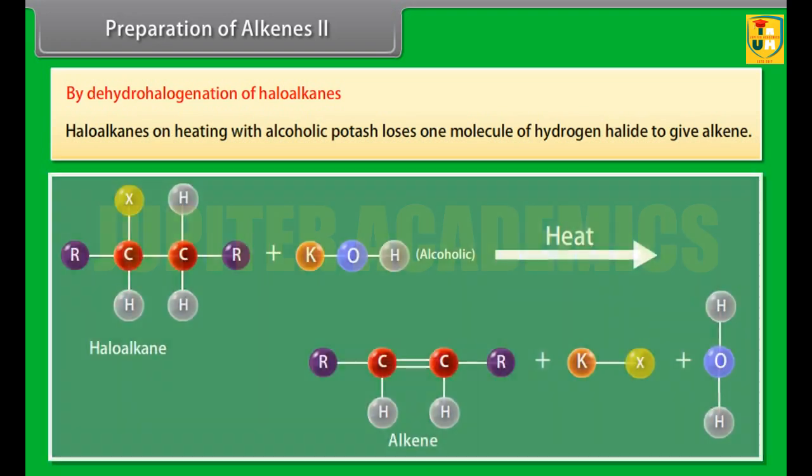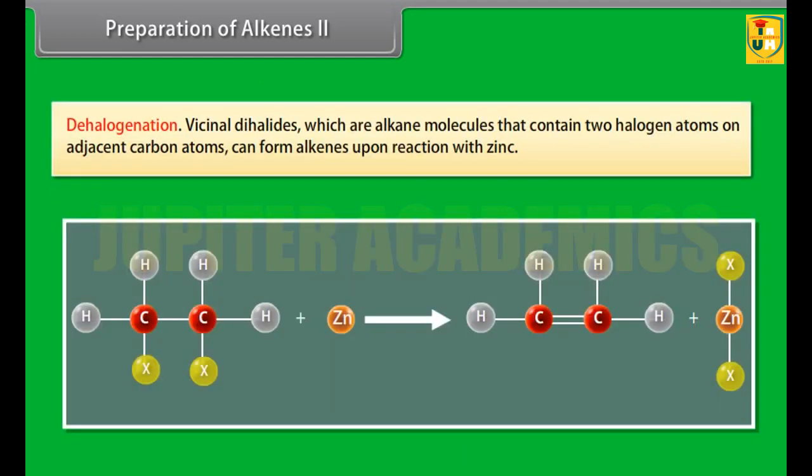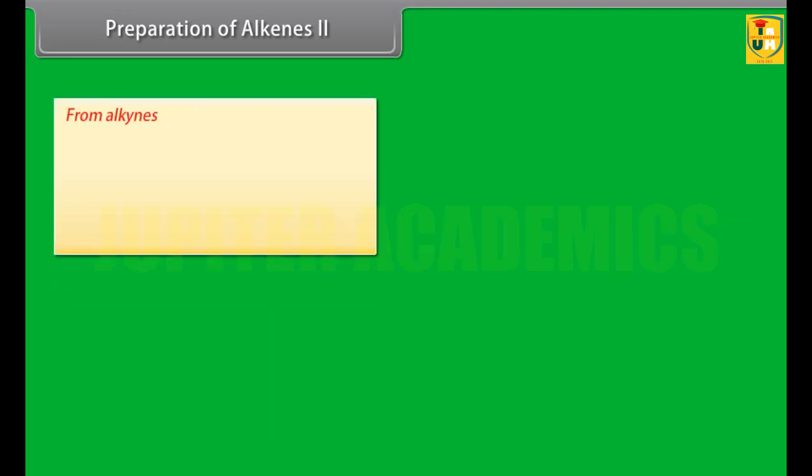Preparation of alkenes, Part 2. By dehydrohalogenation of haloalkanes. Haloalkanes on heating with alcoholic potash lose one molecule of hydrogen halide to give alkene. Bromoethane gives ethene. Dehalogenation. Vicinal dihalides, which are alkane molecules that contain 2 halogen atoms on adjacent carbon atoms, can form alkenes upon reaction with zinc.